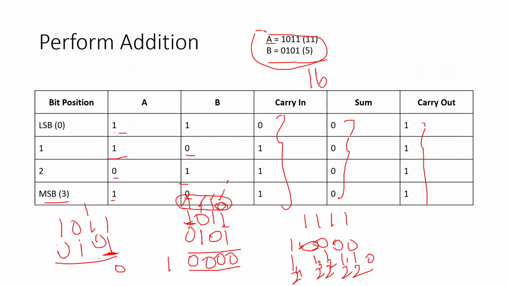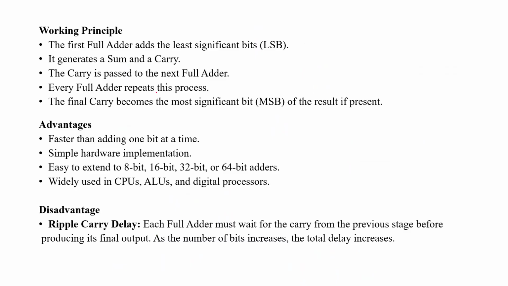This joined together, it will do the next full adder. This is called the next full adder. Every full adder repeats the process. The final carry becomes the most significant bit of the result, if present.